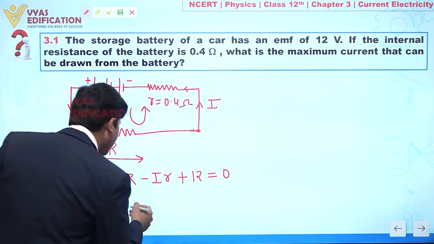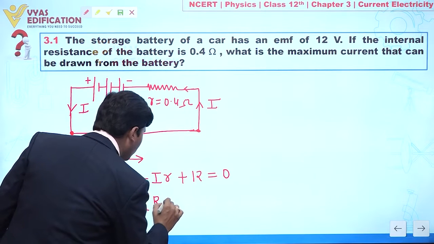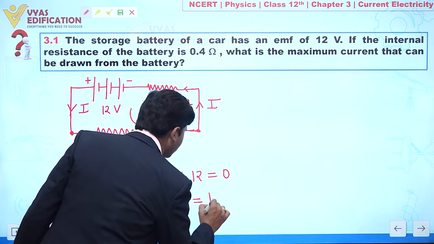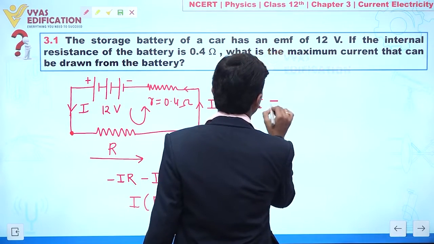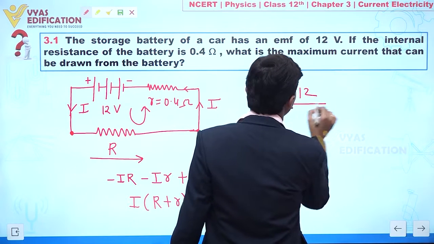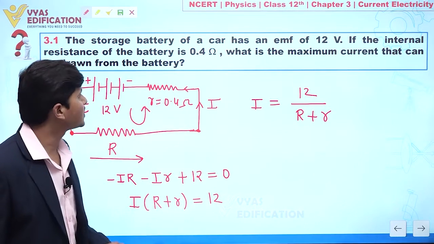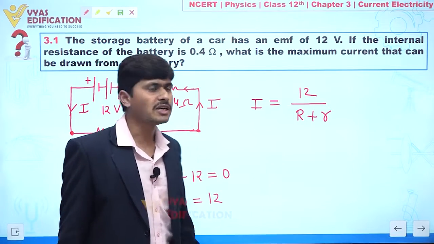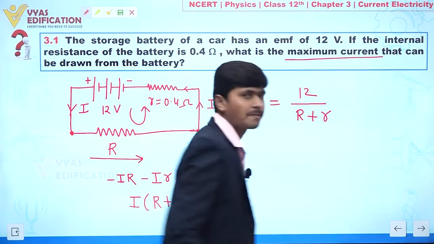Clear? So from here, taking I common, I times R plus r is equal to 12. Clear? So now I can write capital I is given by 12 divided by R plus r. Now what is our objective in this question? Our objective in this question is to calculate the maximum current. Clear to everyone? Maximum current.